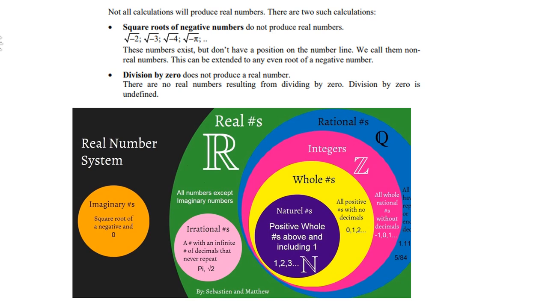Now, if you look at this diagram I have, it shows you the real number system. But remember, it consists of the imaginary or so-called non-real numbers, like the square root of a negative number and division by zero. And then on the other side, you get your real numbers. Take note, you get irrational and rational. Please make sure you understand this diagram because it is very important.